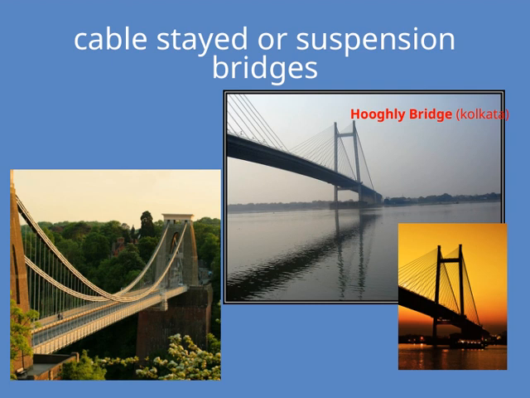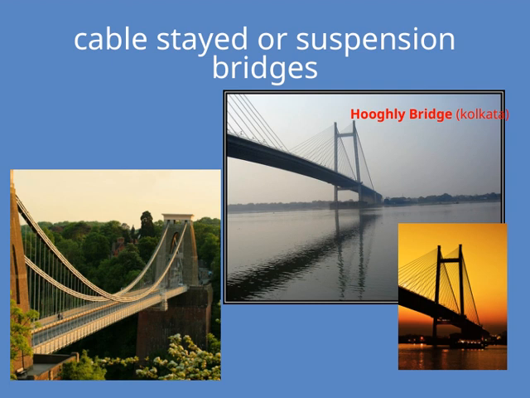Cable-stayed bridges, like the Hooghly, use towers from which cables radiate down to support the deck. This design allows for longer spans and a more elegant appearance. Suspension bridges, on the other hand, rely on main cables draped over towers with suspenders holding up the deck, enabling very long spans, ideal for crossing wide rivers or deep valleys.